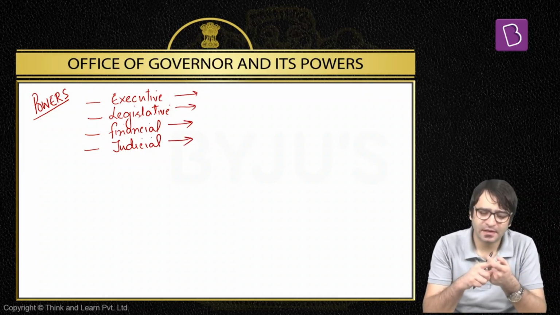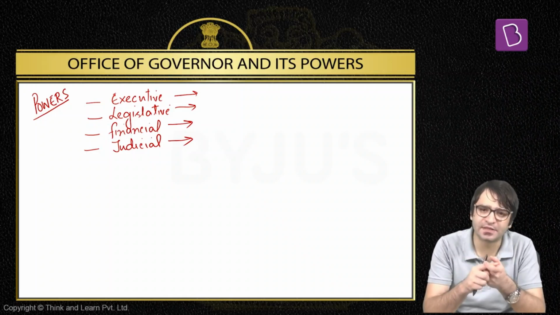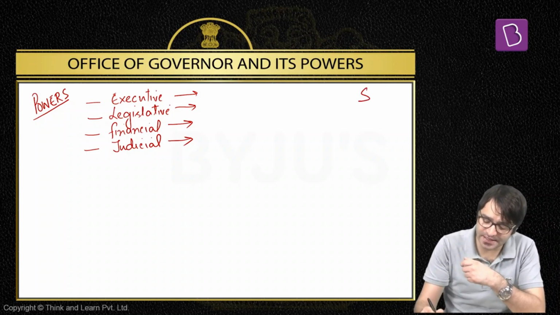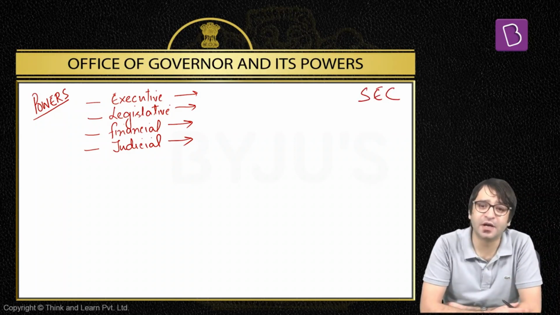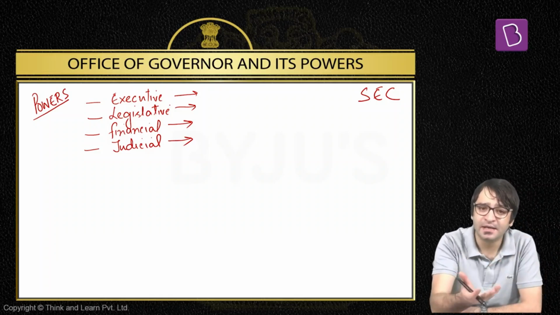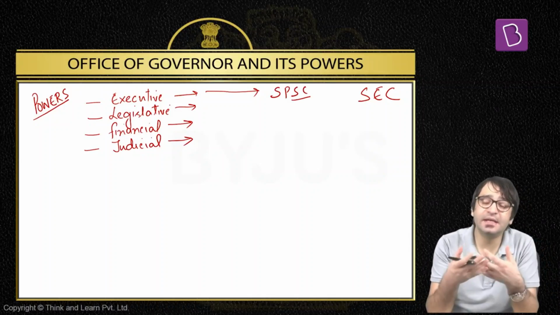Executive power of the governor is, the governor appoints the chief minister. That's his executive power. On the advice of the chief minister, other council of ministers are appointed by the governor. The governor appoints the advocate general of the state. The governor is the chancellor of state universities. The governor also appoints the state election commissioner, because it is the state election commission which is responsible for the conduct of Panchayati Raj elections and municipal elections. And for that, we have a state election commissioner, who is appointed by the governor of that state. It's also his executive power that he appoints the chairperson and members of the State Public Service Commission. These are his executive powers.